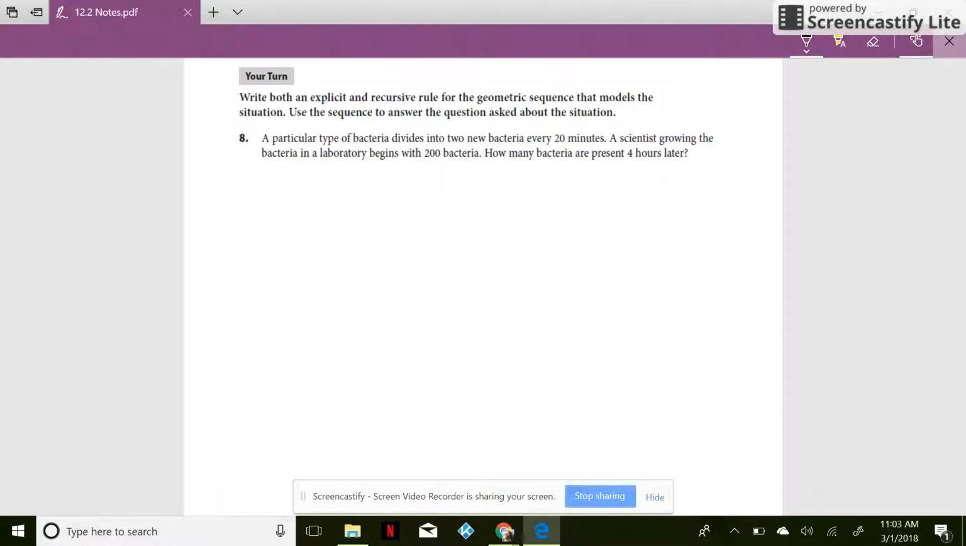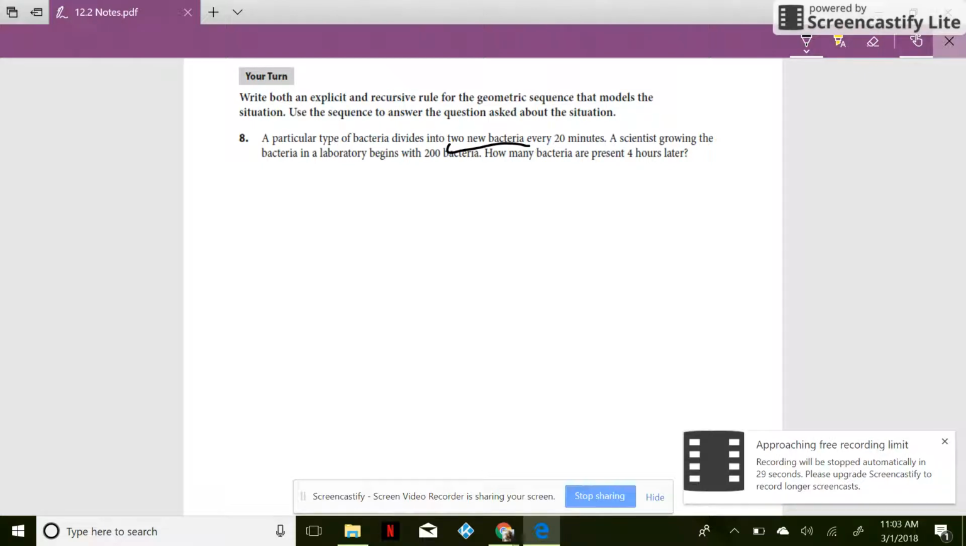Here we've got a particular type of bacteria that divides into 2 new bacteria every 20 minutes. Scientists growing the bacteria in a laboratory begin with 200 bacteria. How many bacteria are present 4 hours later? You will just have to check back in to the next video to see how many bacteria there are.